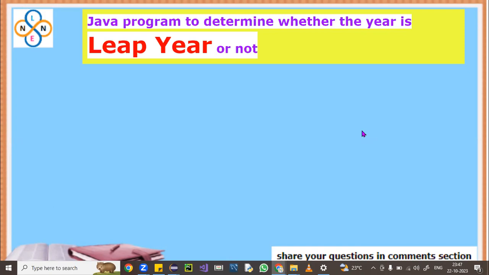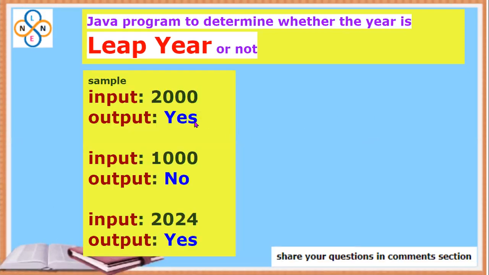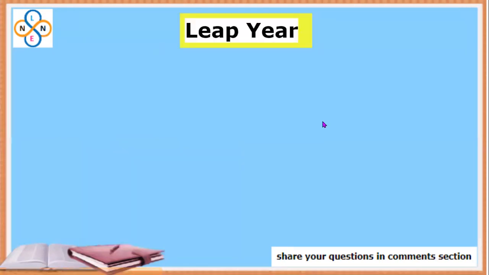So in this video we are going to discuss a Java program to find whether a year is a leap year or not. For example, if the input is 2000 as a year, then the output is yes, it's a leap year. If the input is 1000, then the output is no, it's not a leap year. If the input is 2024, then the output is a leap year. So now let us understand the logic behind this.